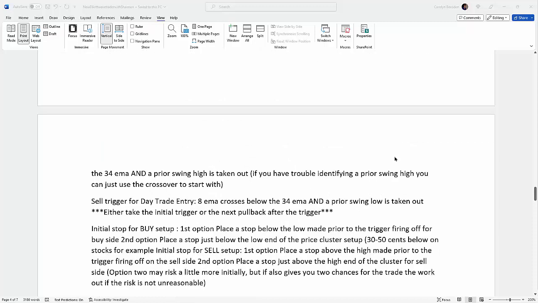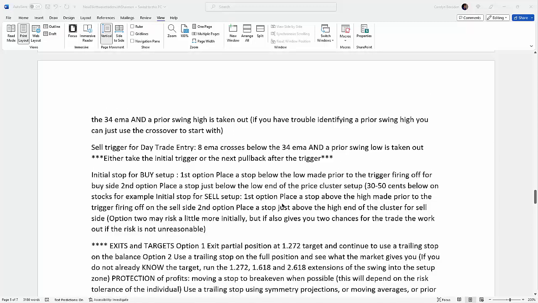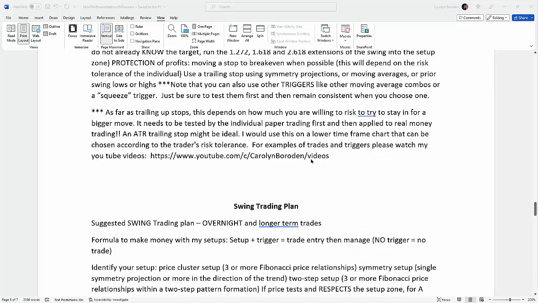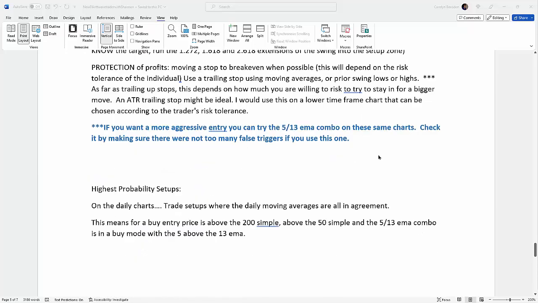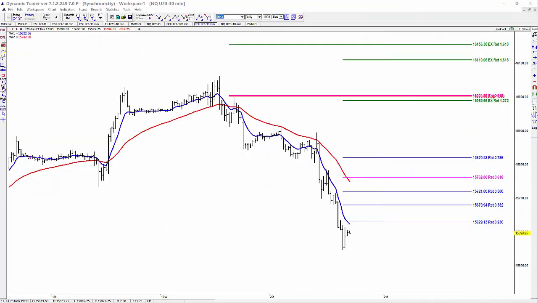Here's the description of the triggers. Okay, 8/34 EMA crossover, and I like to see it also take out a prior swing high. So it's also here. Here's the swing trading plan. This is on the website, but I don't think anybody knows how to find it.